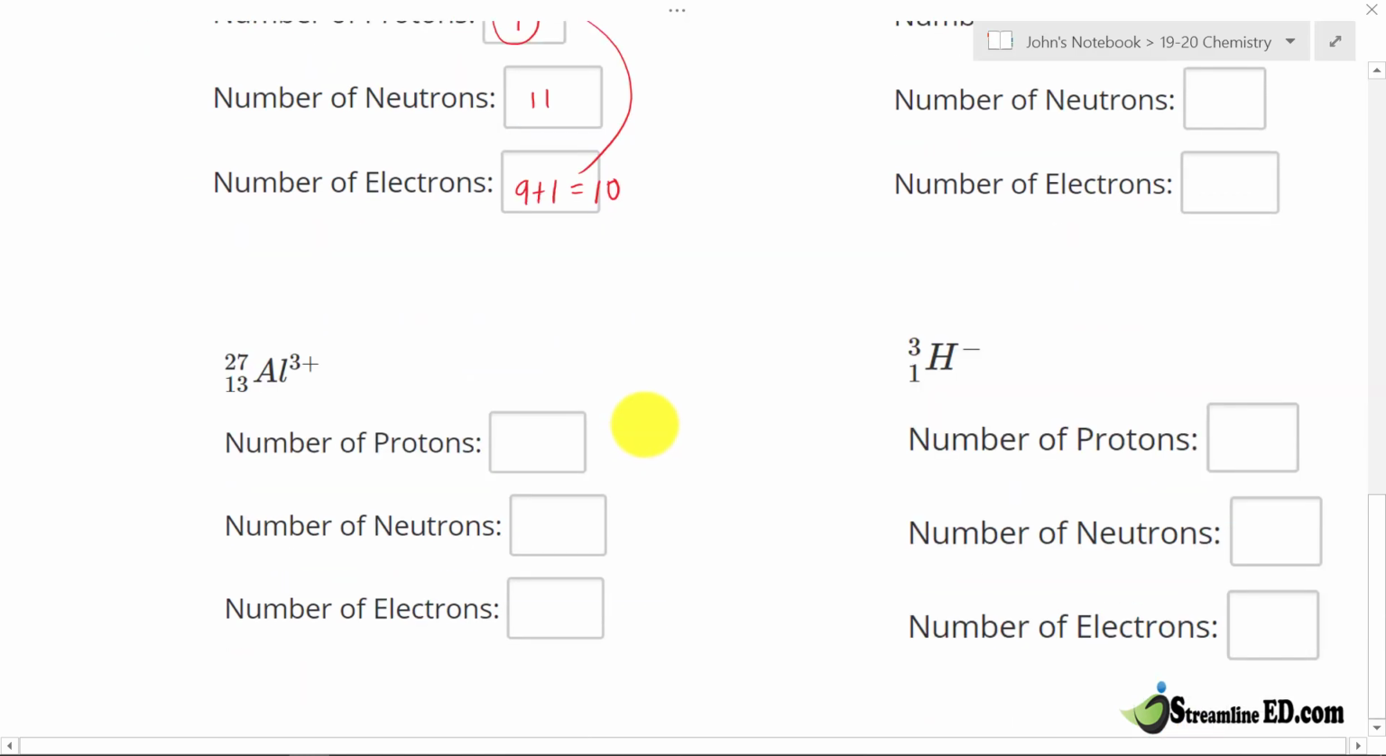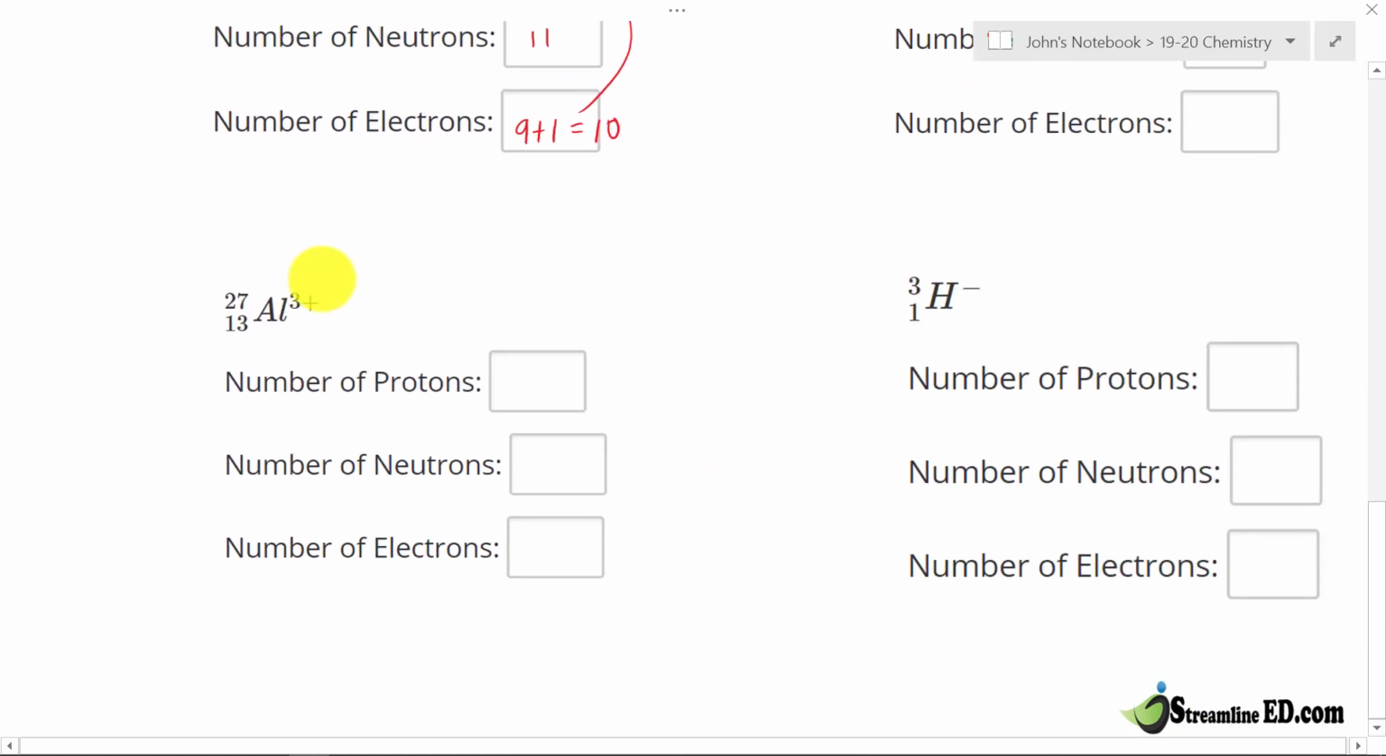Let's try another one where we have a positive charge. The number of protons, again, is just the same as the atomic number, 13. For neutrons, we have the top number minus the bottom number, which turns out to be 14. And what does that 3 tell you? It has lost 3 electrons. What number is it losing from? In this case, again, protons equal electrons when we have a neutral net charge of 0. So here, 13 minus 3 equals 10.